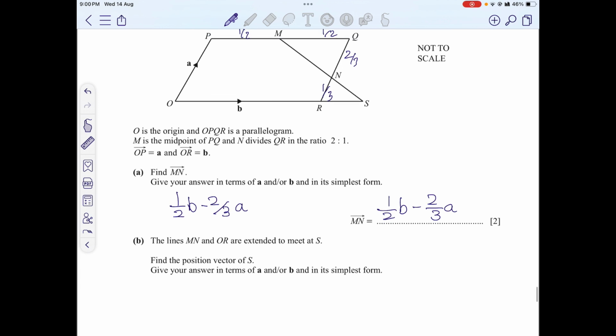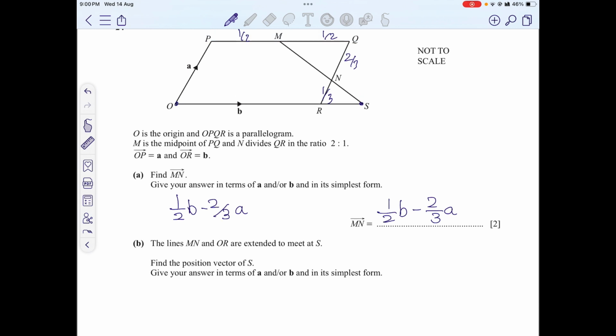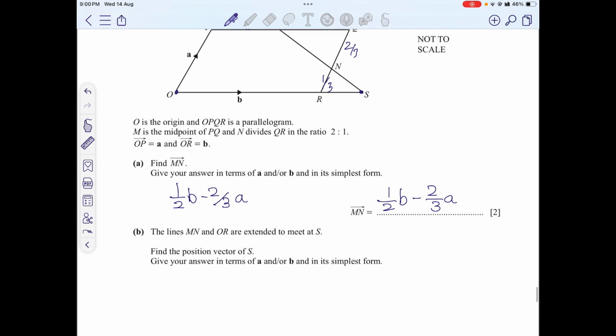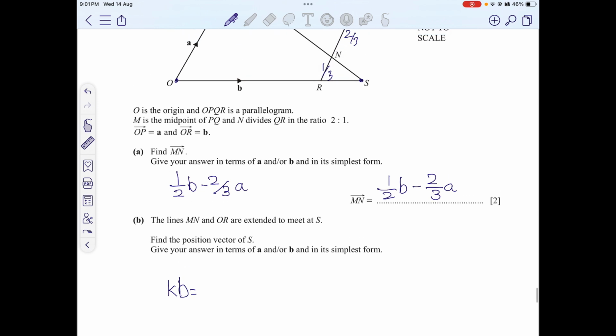Now, the real question comes here. The lines MN and OR are extended to meet at S, this point. Find the exact position vector of S. Now, position S, imagine the position vector, that means we start from the origin. We can say the position vector would be some multiple of OR because it's in a straight line. So imagine K is an unknown that we don't know, and it's going to be KB. That is one way to go from O to S, that is a multiple of OR.